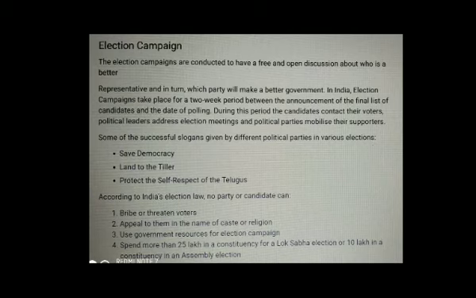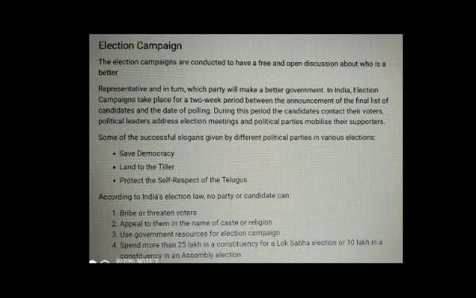Election campaigns take place for a two week period between the announcement of the final list of candidates and the date of polling. During this period, the candidates contact their voters, political leaders address election meetings, and political parties mobilize their supporters. Some of the successful slogans given by different political parties in various elections: first one, save democracy. Second one, land to the tiller. Third one, protect the self-respect of the Telugus.